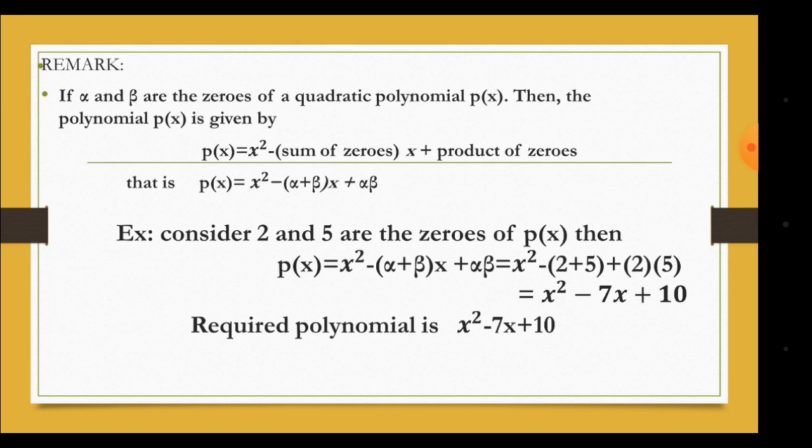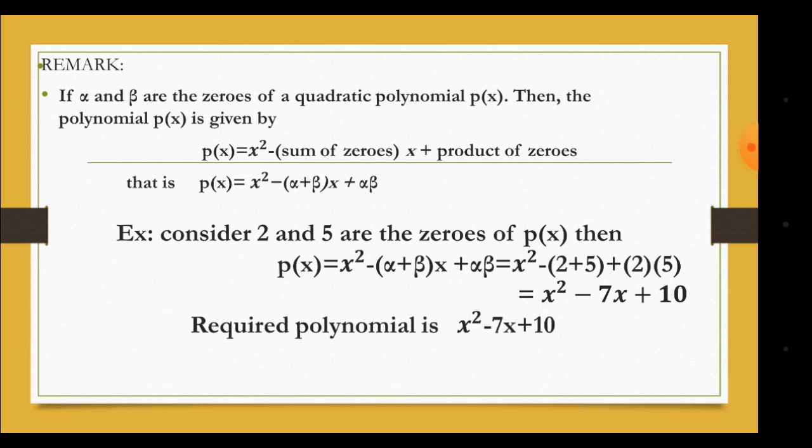From this formula we can form a polynomial when we have zeros of polynomial. Means if you know zeros of polynomial, you can form the quadratic polynomial by using this formula p of x equal to x square minus alpha plus beta into x plus alpha into beta. Let's see one example.